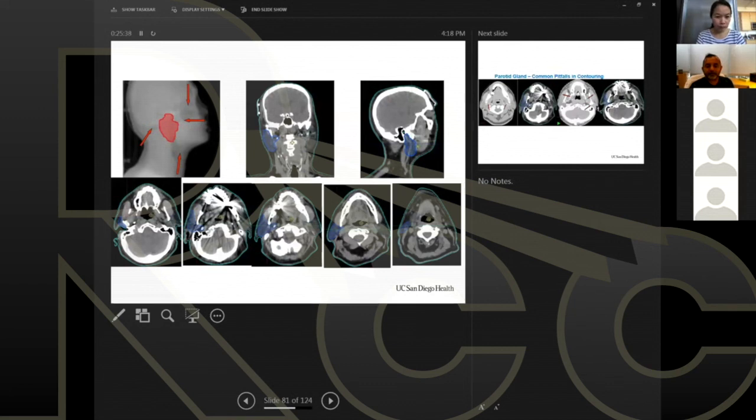Yeah, so here is that accessory tail. So here you see this, again, sorry about the dental artifact. You can see this patient has fillings right here. Here's that masseter muscle.